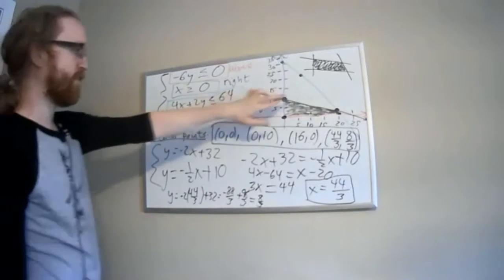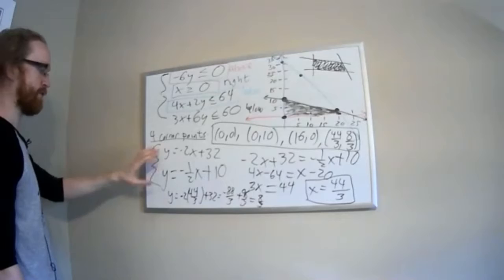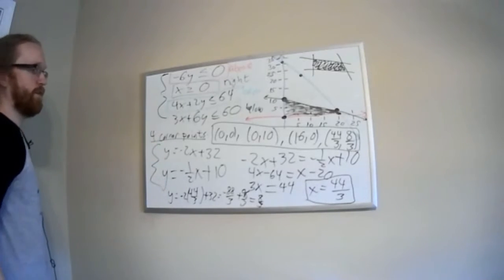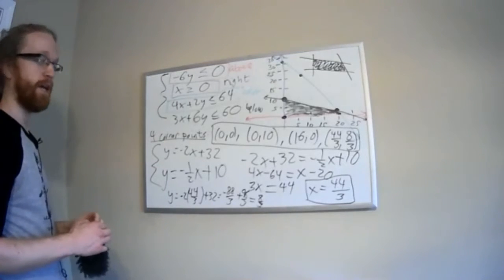Again, we just take the 2 lines that intersect at that point, put their equations in a system of equations, and then we solve that system. Okay, so I will pause and ask if there are any questions. This is the end of this example.